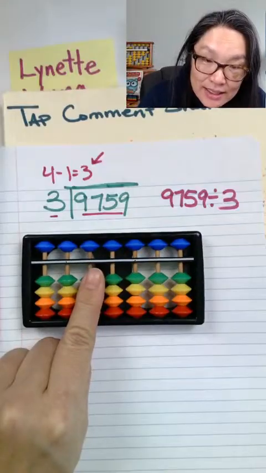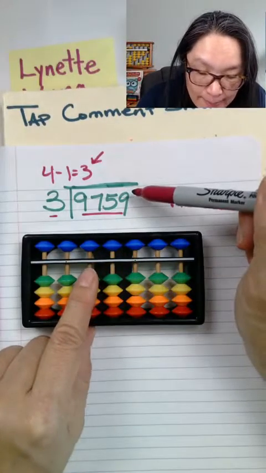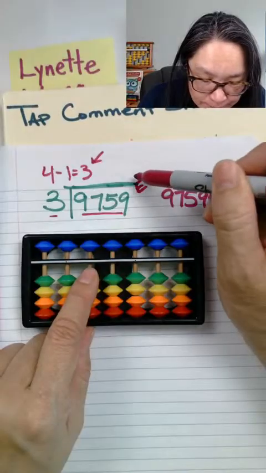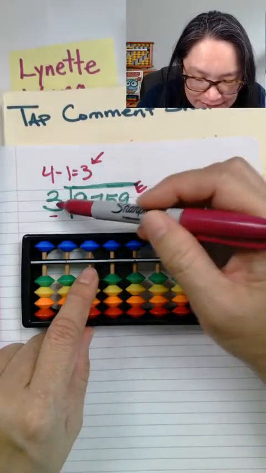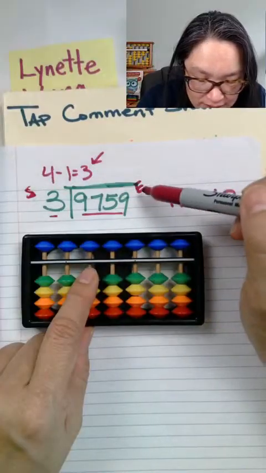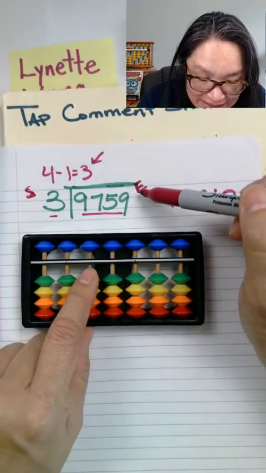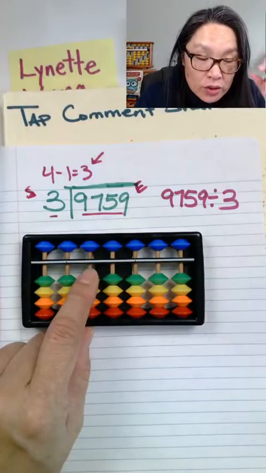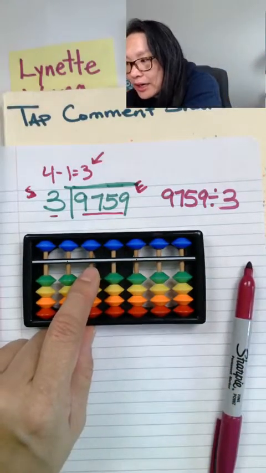The next thing I need to do is put my dividend. I'm going to call it E because dividend and divisor both sound the same, right? I'm going to say S over here for the divisor. So this is the dividend. I'm going to put my dividend next to here, because I want to keep a running total on how to take away.